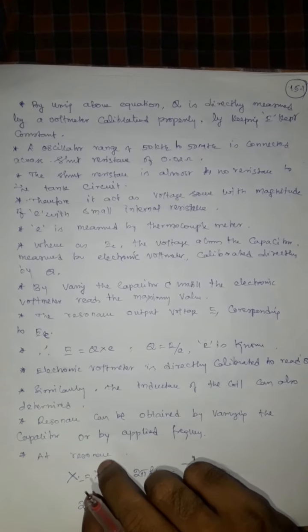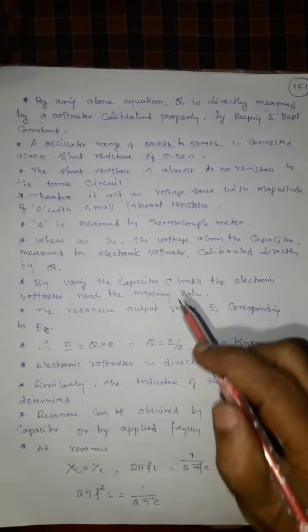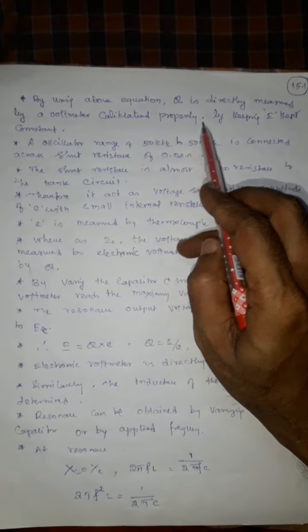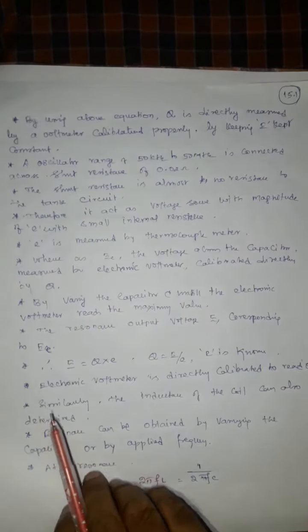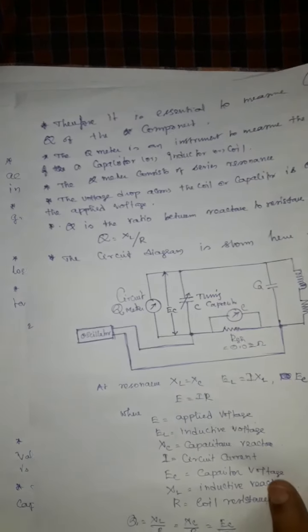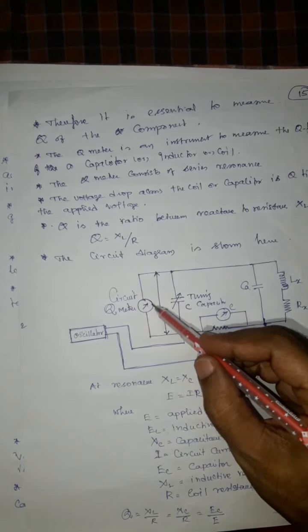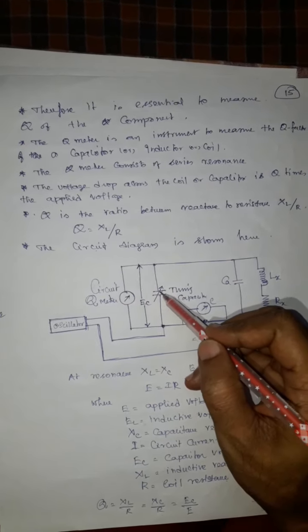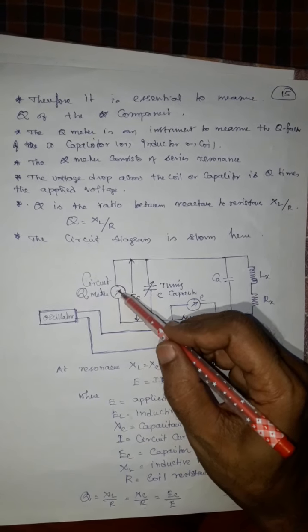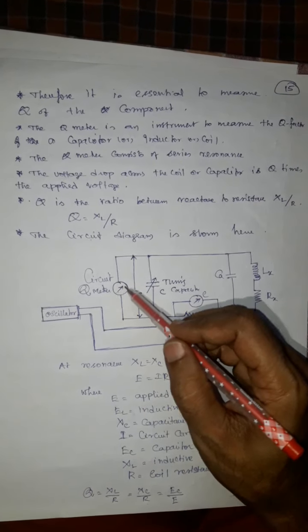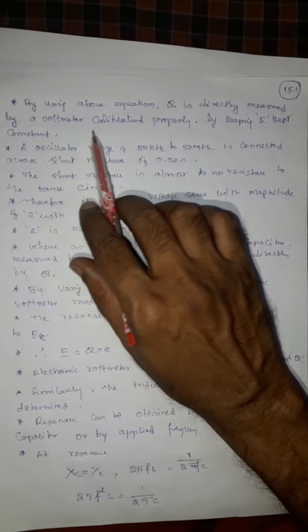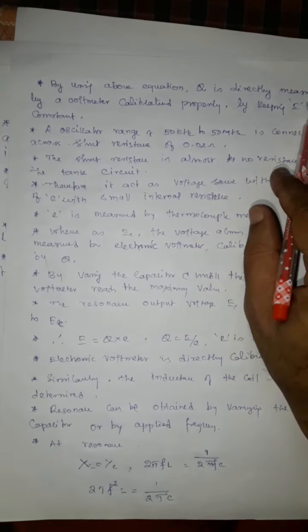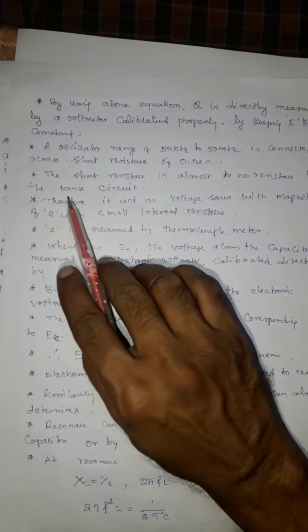By using the above equation, Q is directly measured by a properly calibrated voltmeter, keeping E constant. That is how we are measuring the Q. Actually, it measures the voltage across the capacitor. The voltmeter is calibrated in terms of Q, as given in that line.